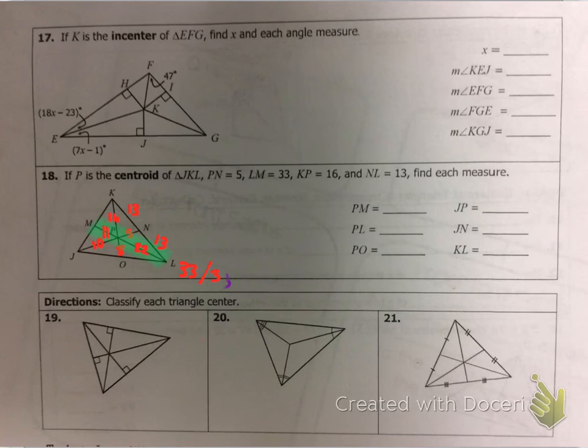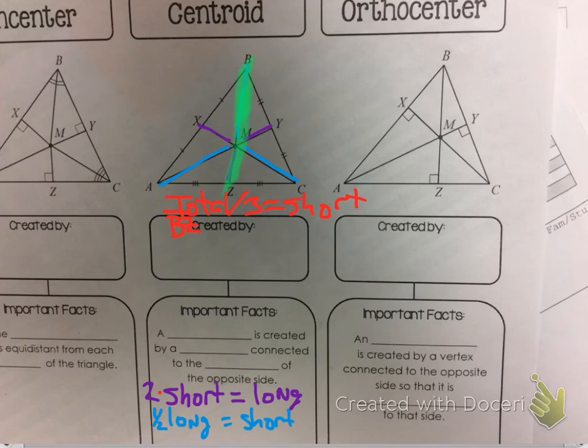Alright, the centroids. Make sure you add those in there. Knowing that from going from small to big, it's basically when do you need to multiply by 2, when you need to divide by 2. And again, if you go back to here, add it to your formula sheet. If you go from short to long, you multiply by 2. If you go from the long piece to the short, you divide by 2. If you have the total from vertex to the side, you need to divide that by 3, and that will give you the short, and you go from there.